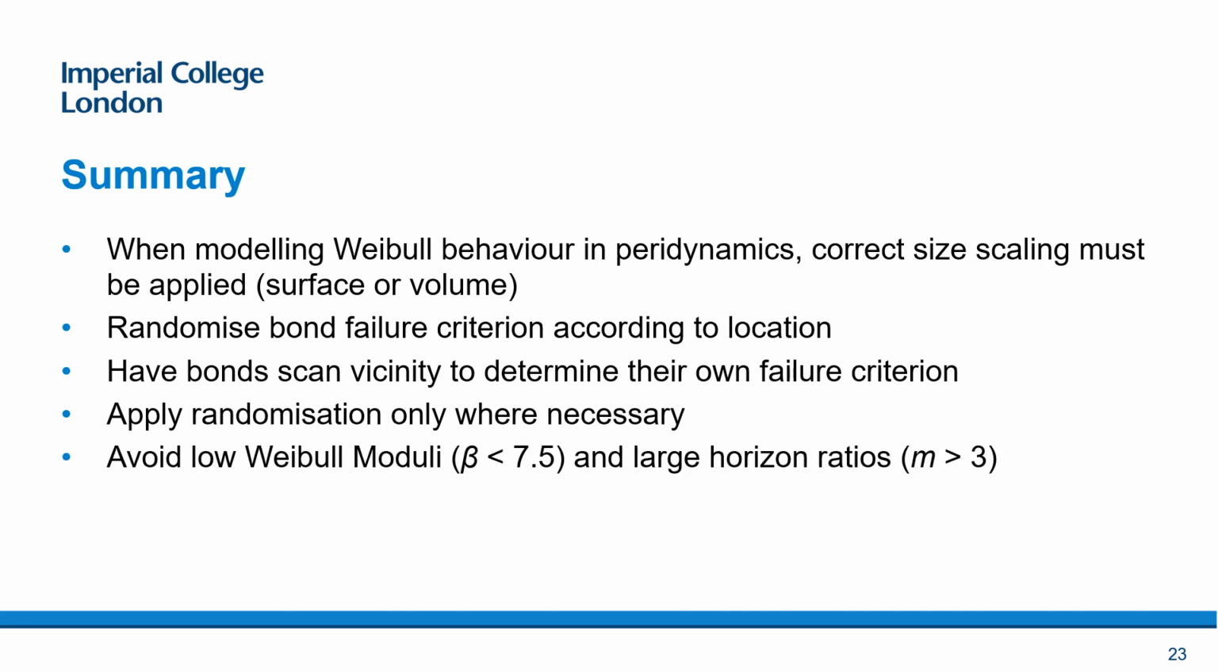Unfortunately, there are some limitations, so we need to avoid low Weibull moduli. Beta below 7.5 is where we've drawn our line. That should be okay for most modern engineering ceramics, where we're talking in the region of 10 to 20 or so. We've also got to avoid large horizon ratios, so anything with n greater than 3. We think there may be some issues from the non-locality interfering with our Weibull behavior there.